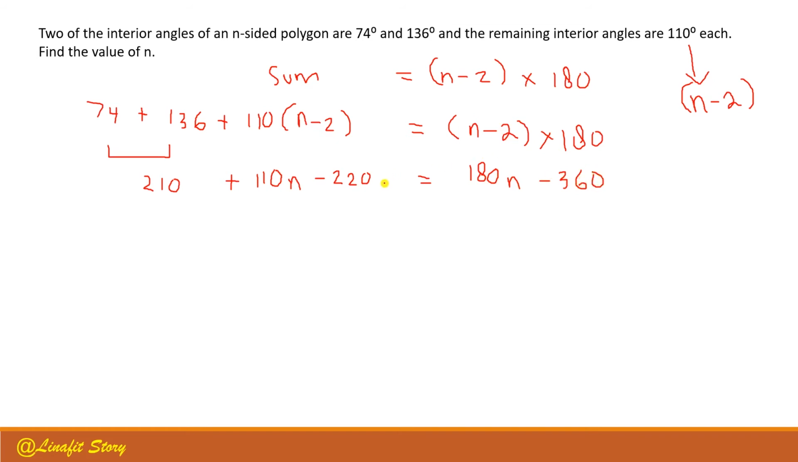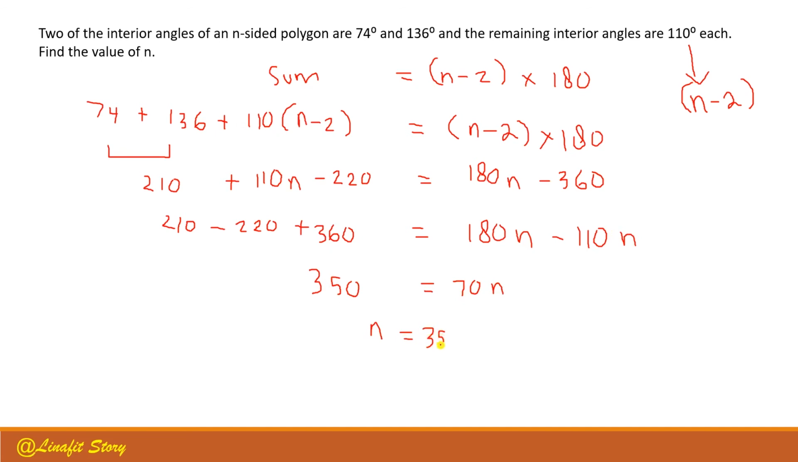Group the like terms. So over here, 210 minus 220 plus 360 is equal to 180n minus 110n. So 350 is equal to 70n. So n is equal to 350 divided by 70. n is equal to 5.